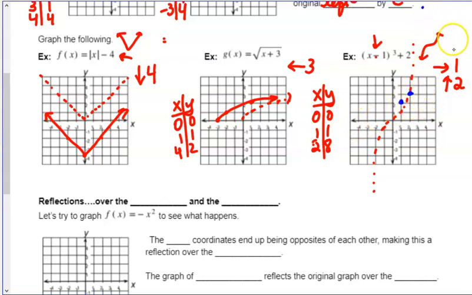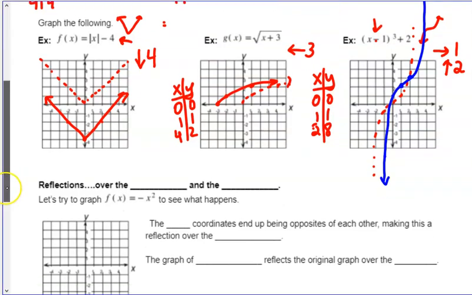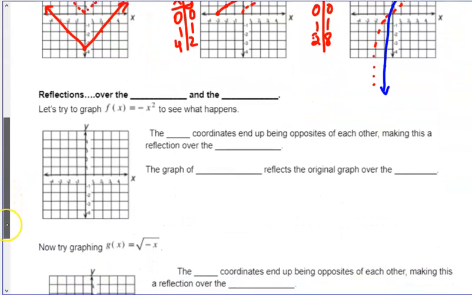Over 2, up 8 would be way up here, but I can also go over 1 and down 1, and over 2 and down 8. 1, 2, 3, 4, 5, 6, 7, 8. And so when I draw that, now we have our x cubed, and that is our shifted function, over by 1 and up by 2. Okay. All right, very good.